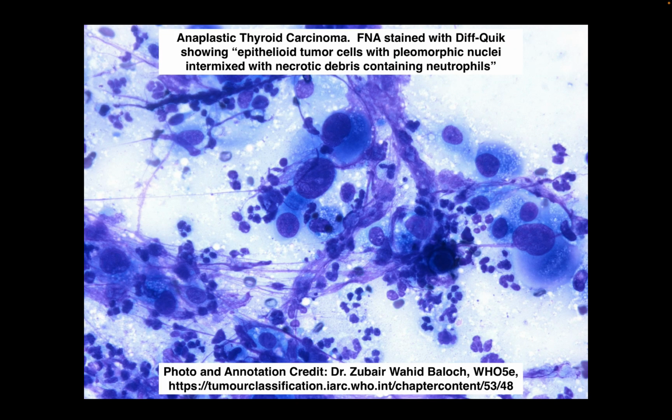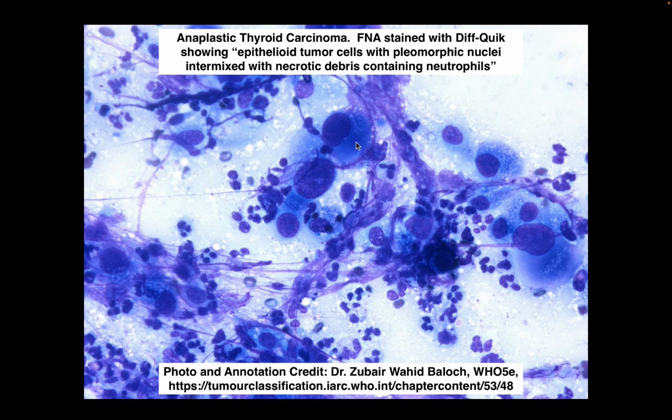Here's another example of an anaplastic thyroid carcinoma. This is an FNA stained with Diff-Quik showing epithelioid tumor cells with pleomorphic nuclei intermixed with necrotic debris containing neutrophils. So here are your neutrophils. And look how enlarged this nuclei is compared to your neutrophil.